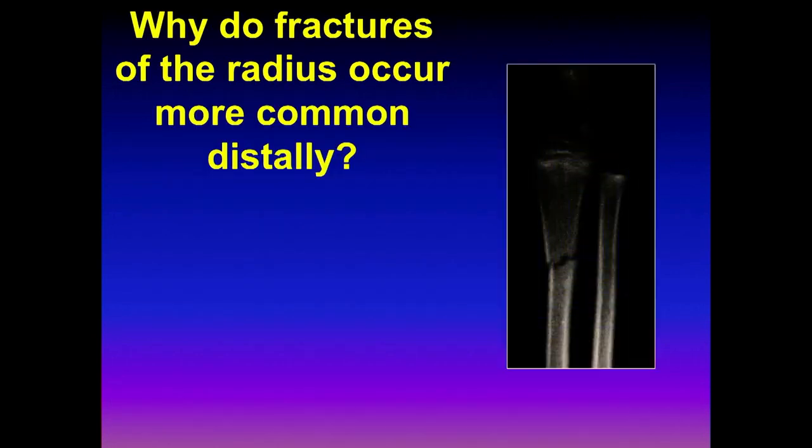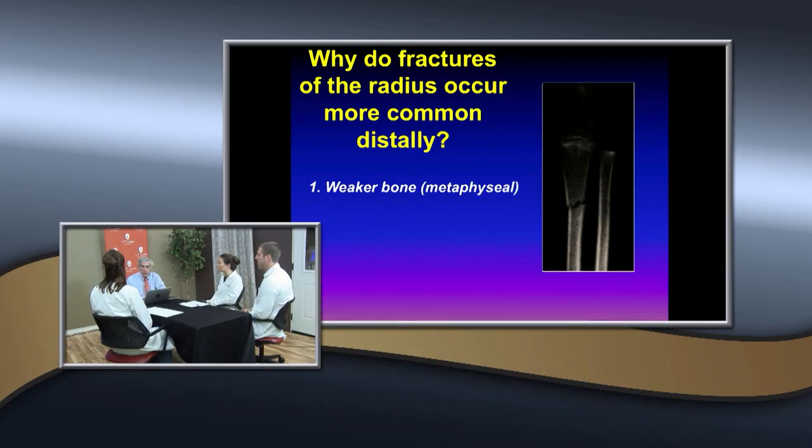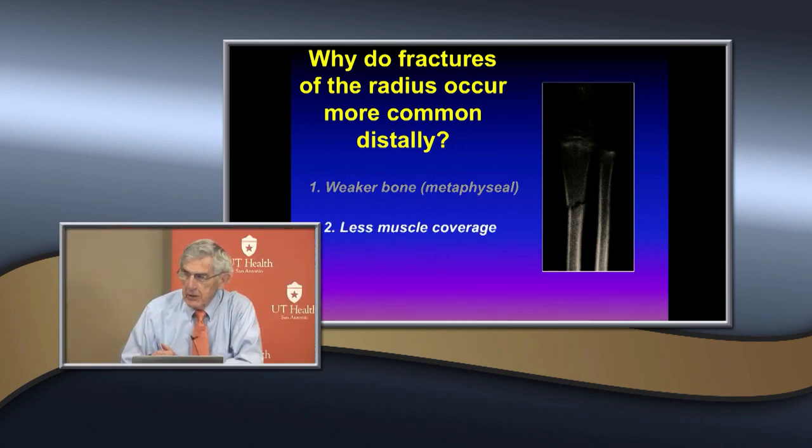Now, why do they occur most commonly distally? There's three reasons. One, it's weaker bone; it's still somewhat semi-metaphyseal. Secondly, there's not much muscle coverage to protect it distally. And third, it's a longer lever arm. That's why you learn physics.